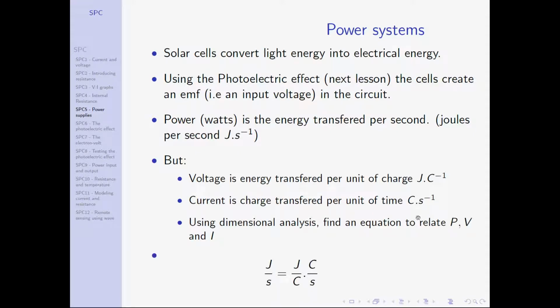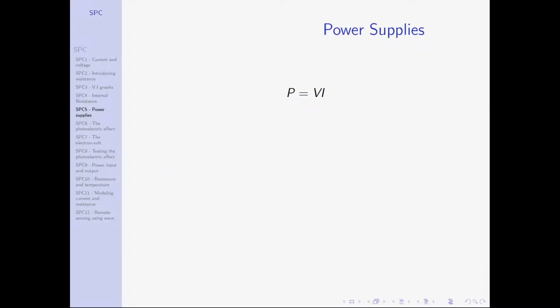And so we can see if we want joules per second, if we do joules per coulomb from the volts multiplied by coulombs per second from the current, then these two coulombs will cancel out and we will be left with joules per second. So we can see that power is quite simply voltage times current, a lovely straightforward equation.